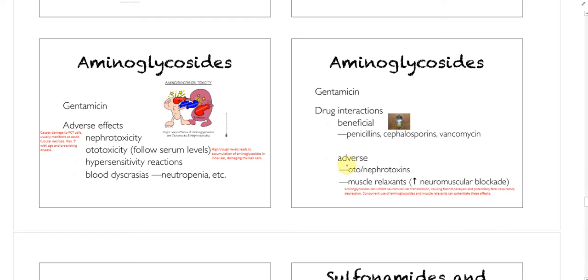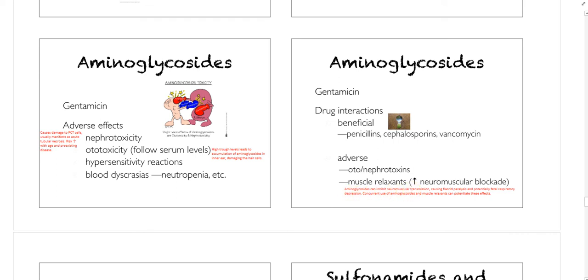And we also want to make sure we are not giving it, on the more adverse side, with any other oto or nephrotoxic medications. So no aspirin or NSAIDs, because that can cause nephrotoxicity. Don't give it with vancomycin, which is interesting because it says here that we can potentially combine them, but each one can cause oto and nephrotoxicity as well, so I can't imagine they wouldn't cause a combined increased reaction.